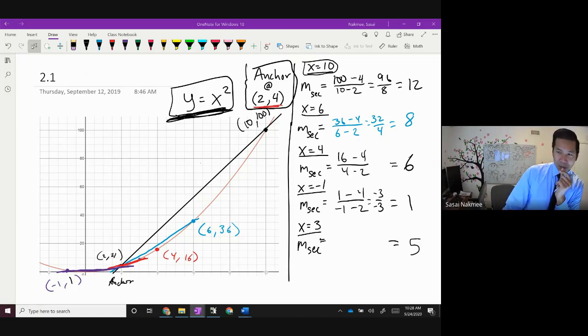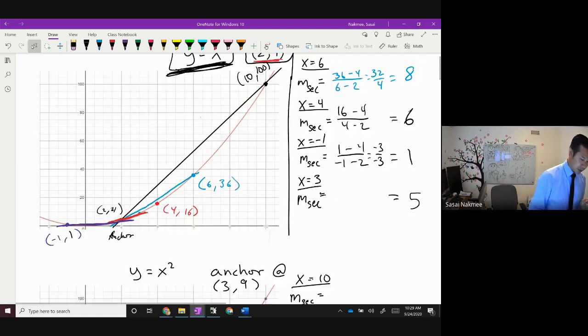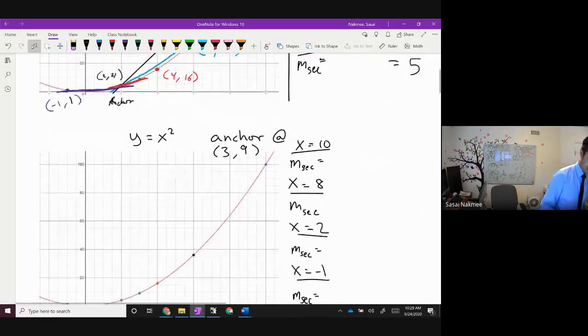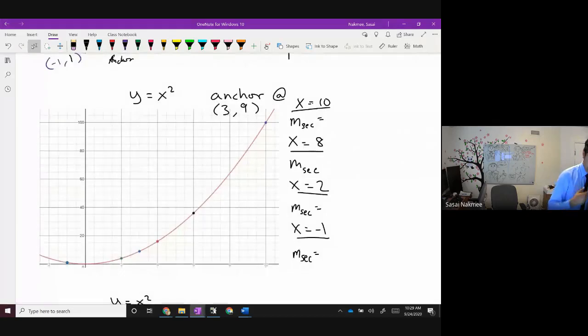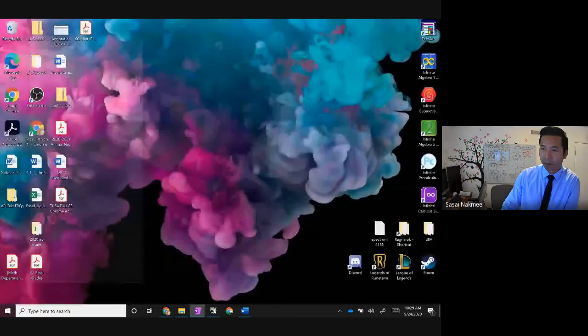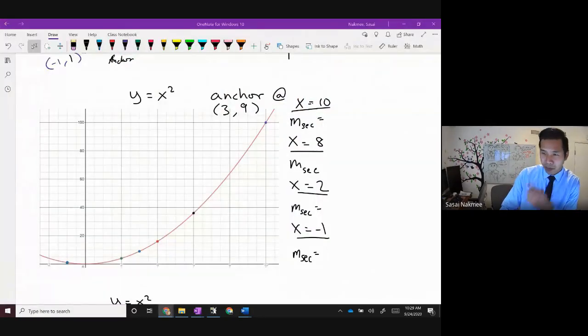So what does that say? Well, let's take a look at it. Let's pick a different anchor point this time. Same graph, different anchor point, but we're going to calculate the slope for these. I'm going to move your slide over. We're going to do the next slide right here.